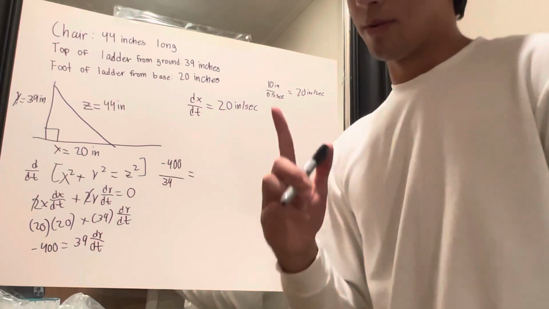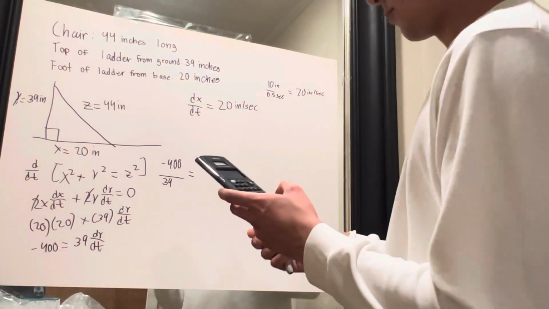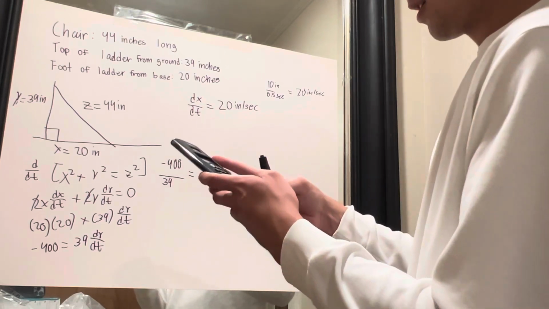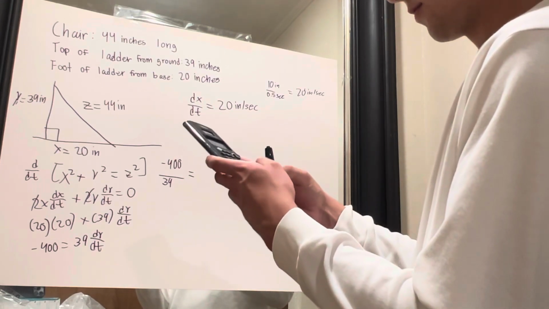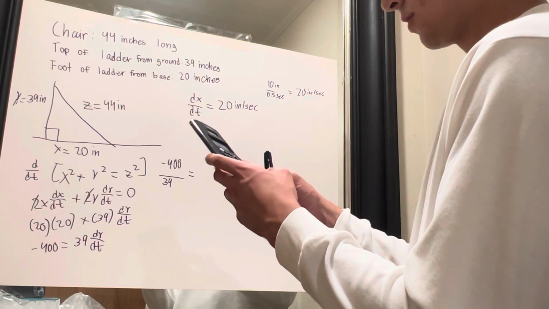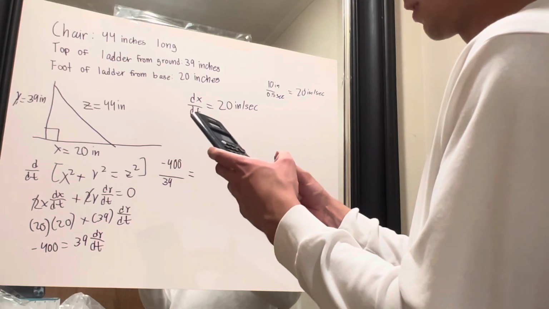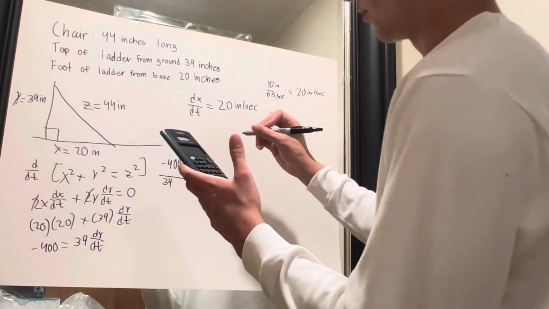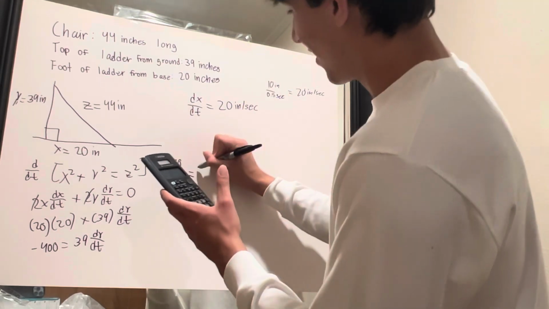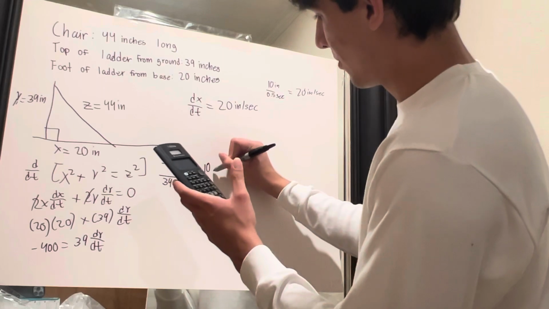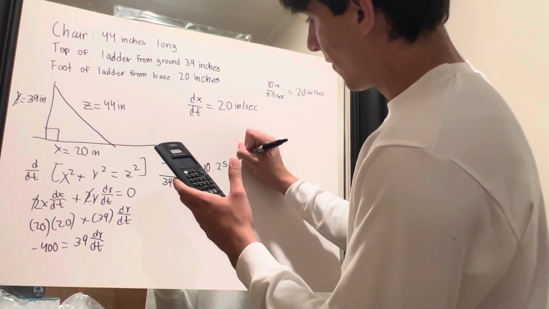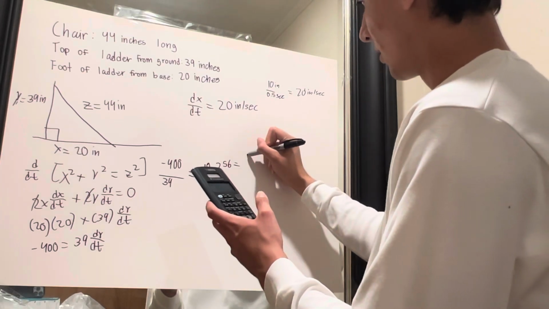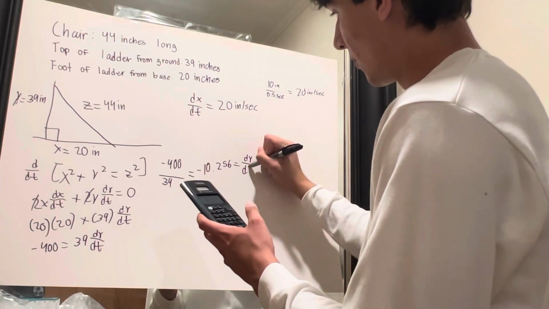And let me just grab my calculator one second. Okay, so then when we divide negative 400 over 39, we're going to get negative 10.256. Okay, so then that is also our dy over dt.